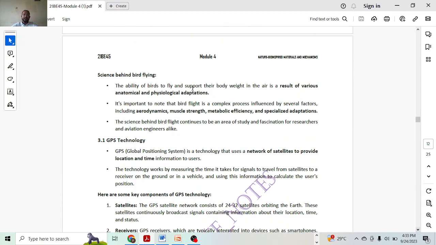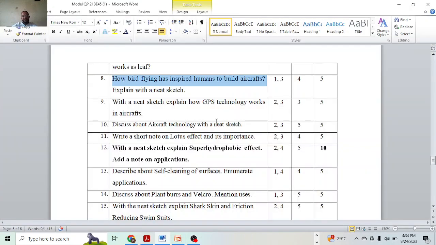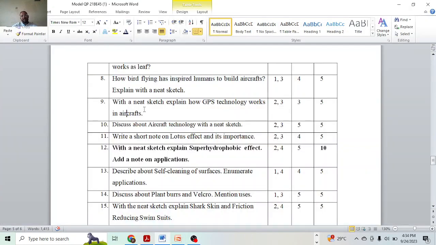Now explain it for 2 marks. Now the science behind flying, 2 marks. So 2 plus 1 plus 2. Next topic we have is: explain GPS technology, again for 5 marks.